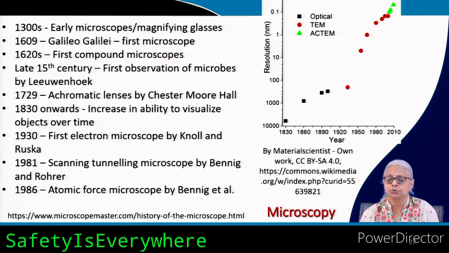With transmission electron microscopes, we can go to about 0.2 nanometers, but with aberration correction transmission electron microscopes, it's far below 1 angstrom. So 0.1 nanometer is 1 angstrom, and we can go beyond that.